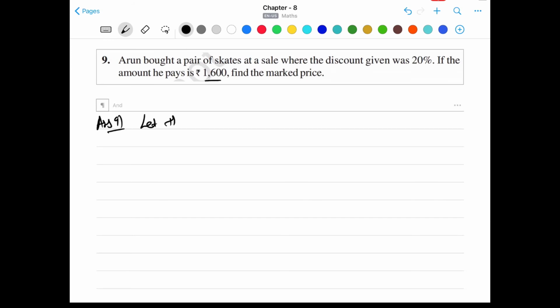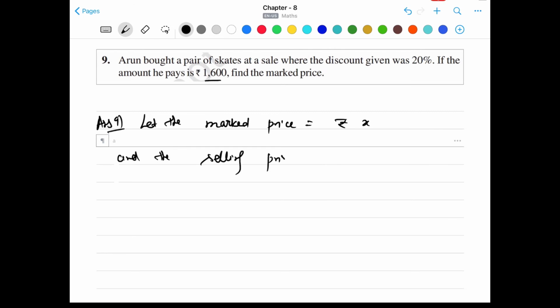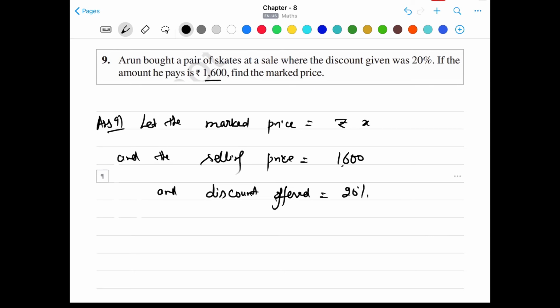So first let's assume the marked price is equal to x rupees. Okay, marked price I have taken as x rupees, and we are given the selling price. The selling price here is 1,600. Okay, and the discount offered is 20%.